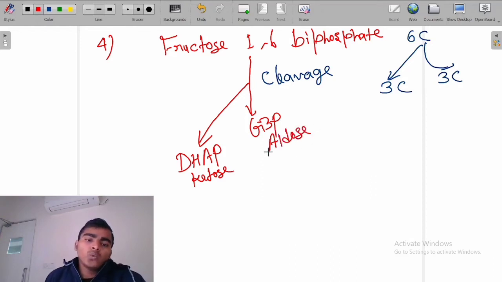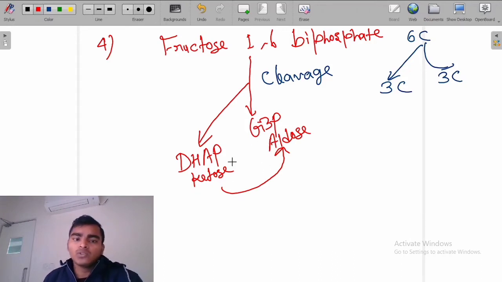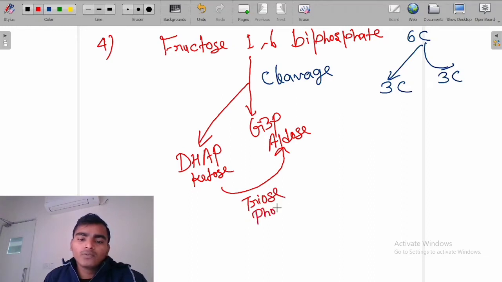So now you know very well that in glycolysis everything comes from glucose. That's why this keto sugar must be converted into an aldose sugar. So DHAP will also be converted into glyceraldehyde 3-phosphate. This is again a conversion of the first isomer to the second isomer, so an isomerase will come here, and it is triose phosphate isomerase.